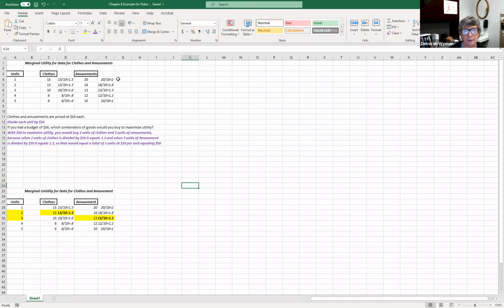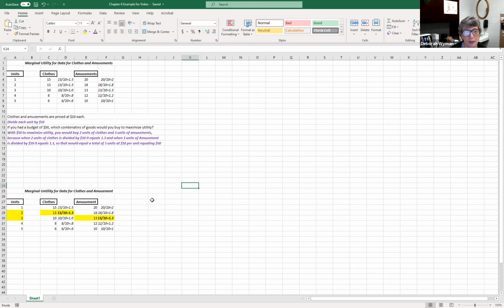And the same thing with amusements. You can see I did the same thing here. So 20 divided by 10, right down. So if you had a budget of $50, which combinations, which I misspelled that, which combinations of goods would you buy to maximize utility? So with $50 to maximize utility, you would buy 2 units of clothes and 3 units of amusements. Why would I say that?